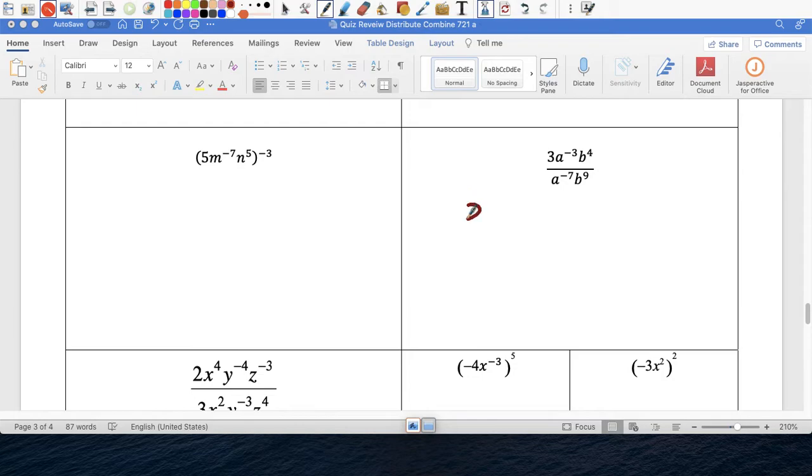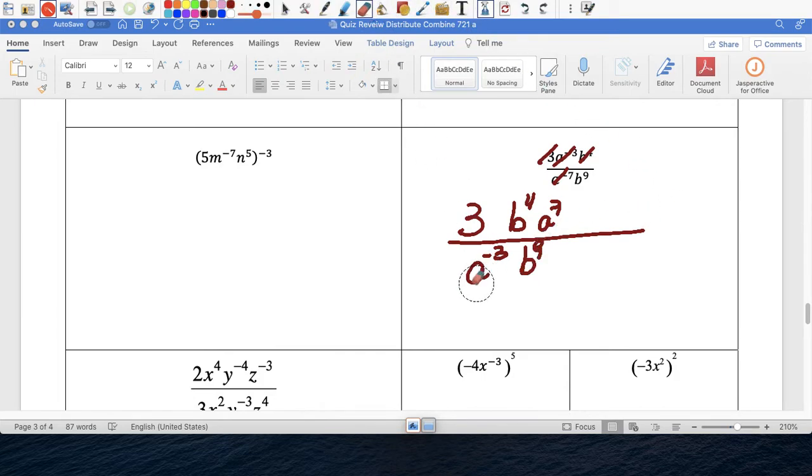I want to make some changes here. 3 stays, a to the negative third power comes down. So let me cross this out. That's gone, that's gone. b to the fourth will stay up. a to the negative 7 is going to come up. And b to the 9 will stay down. Oops, sorry. This should be a to the third power, positive.